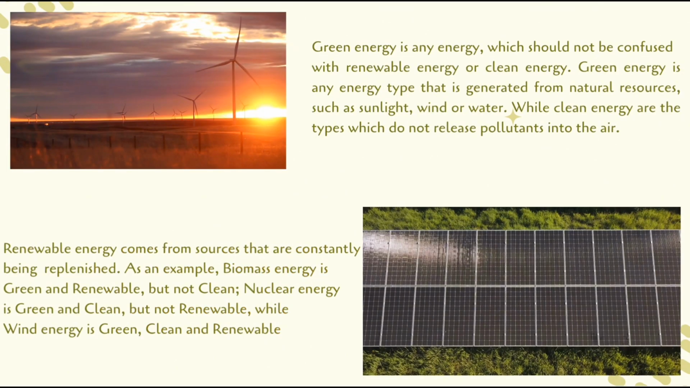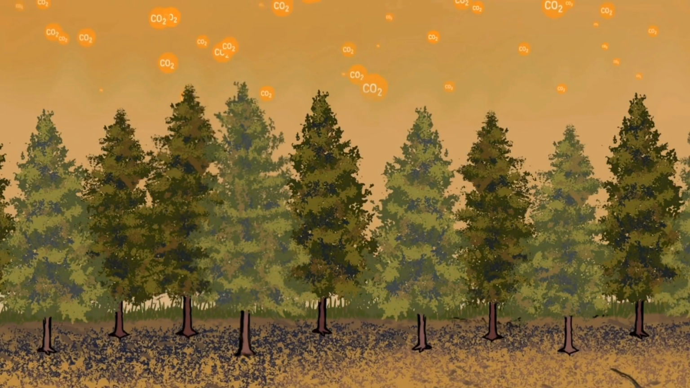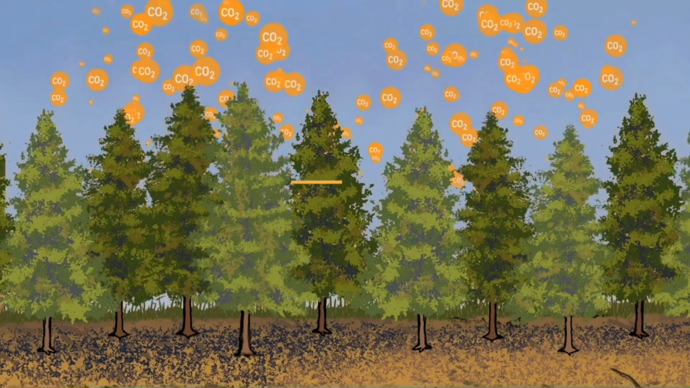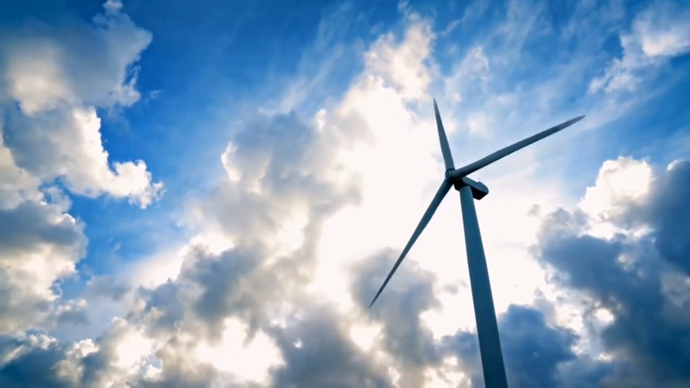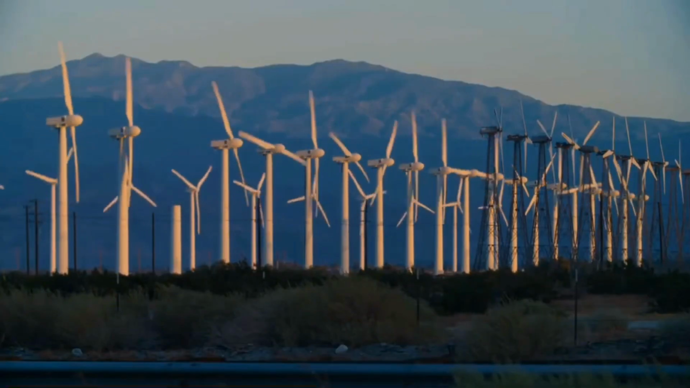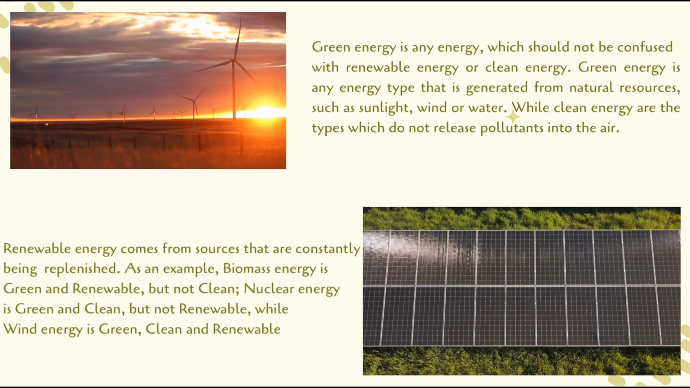Related to this would be green energy, which should not be confused with renewable energy or clean energy. Green energy is any energy type that is generated from natural resources, such as sunlight, wind, or water, while clean energy are the types which do not release pollutants into the air. Meanwhile, renewable energy comes from sources that are constantly being replenished. As an example, biomass energy is green and renewable, but not clean. Nuclear energy is green and clean, but not renewable, while wind energy is green, clean, and renewable.